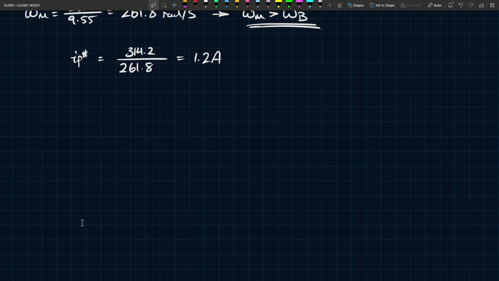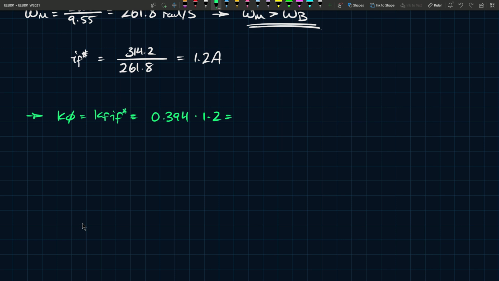Because it's one thing to set a reference, but it's another thing to actually see how your system behaves or responds to that reference. So let's take a look at what happens in this case. If Kφ equals KF times IF, and you know KF is 0.394, and IF is 1.2 amps, that's the IF star that we just calculated above. That's what we're going to set the reference to.